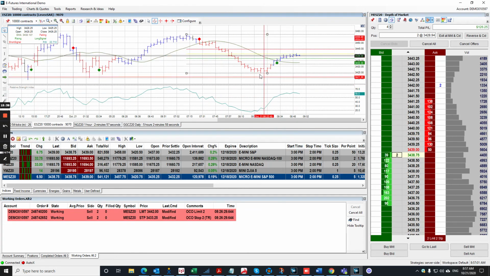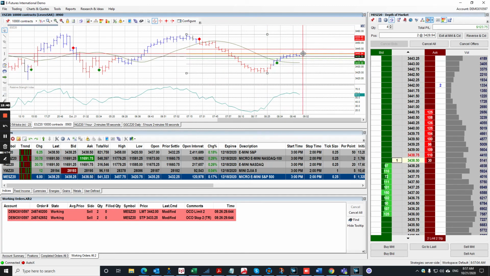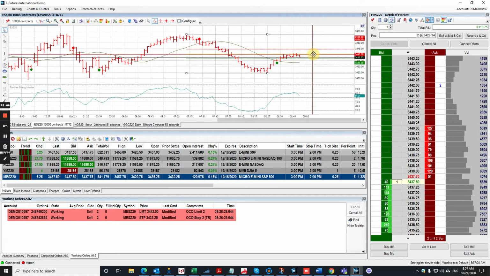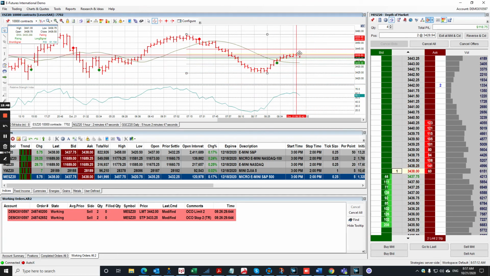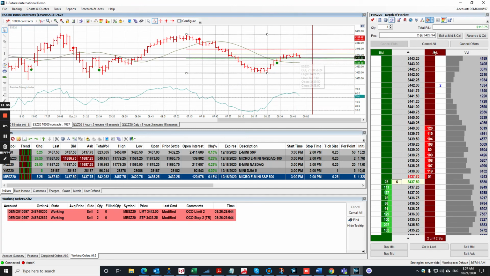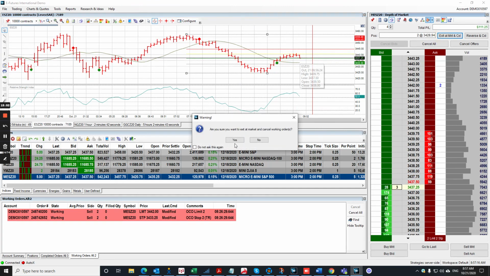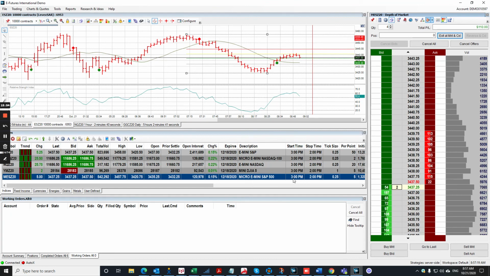Okay, so what I did is I drew a Fibonacci retracement over here, and I don't know if you can see it or not. Let me see if we can modify the Fibonacci retracement. We'll do that later, but the Fib retracement, in my opinion, has happened. I'm going to go ahead and exit at market and cancel all working orders.